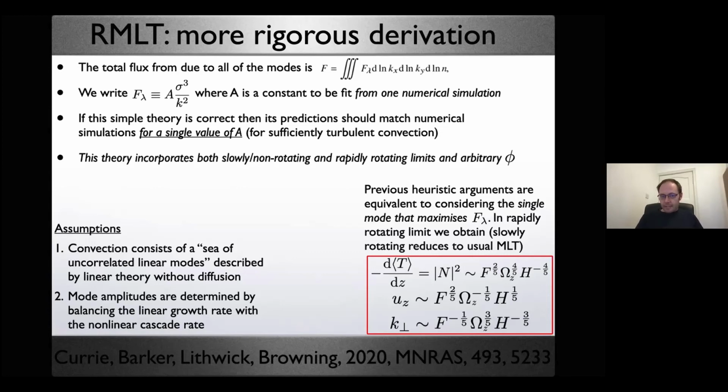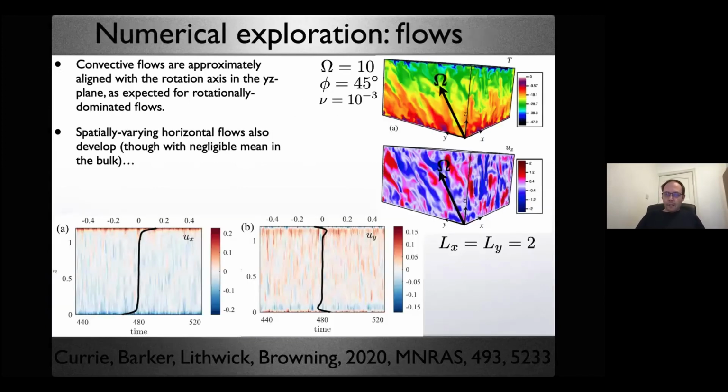So what we're going to do now is test it in simulations. What happens in tilted convection? This is showing an example with an angle of 45 degrees for the latitude. The temperature fluctuation is plotted in the top panel, and the vertical velocity in the bottom panel. We can see that the structures are aligned along the rotation axis in the YZ plane. The convective motions like to orient themselves along the rotation axis, and the plumes are oriented in that direction. This is an important aspect that occurs in tilted rotating convection in terms of the flow.